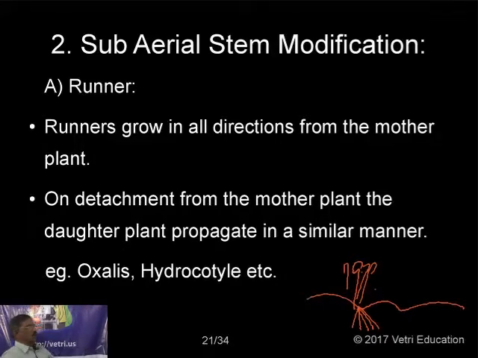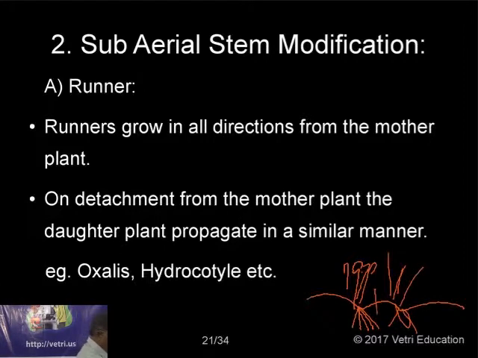A runner grows in all directions from the mother plant. On detachment, here you can find one more plant. On detachment, it will develop into an individual plant. So, for this vegetative propagation, an example is oxalis, another example is hydrocotyle.